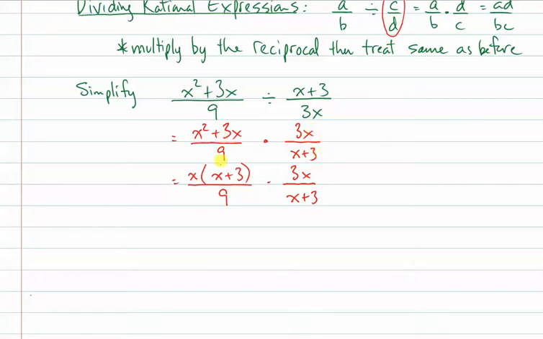Step 2, factor everything you can see. Step 3, divide out common factors. I've got a 3 here, the 9 becomes a 3. I'm left with an x times an x squared over 3.